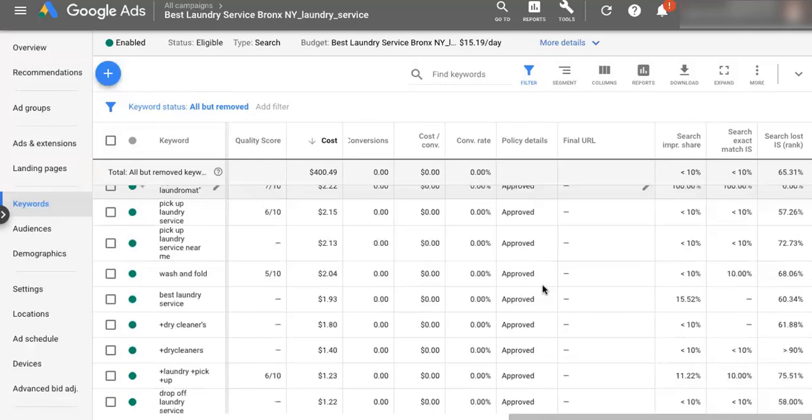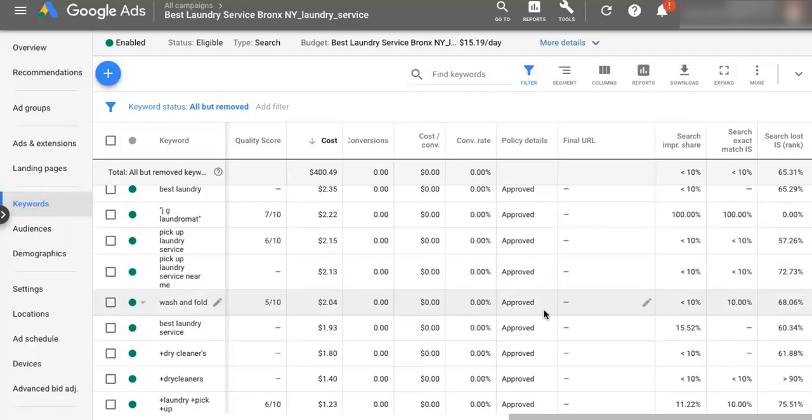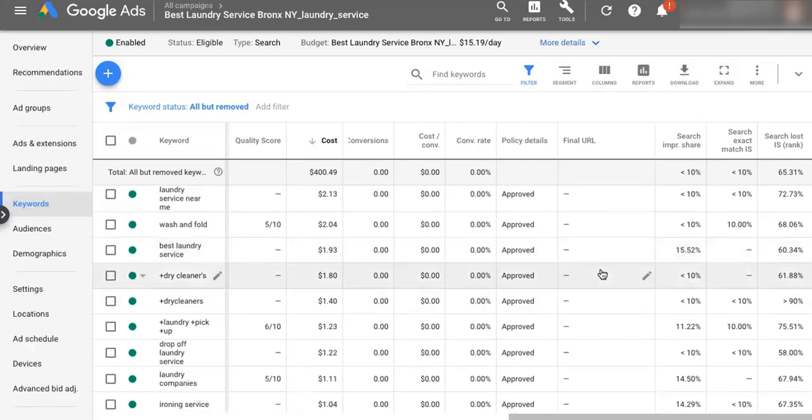And then, okay, so best laundry service, 15.52%. That keyword has been triggered 15.52% of the times it could have. But because that keyword is so broad, we have no idea what Google thinks it could show for. Whereas if that had plus best, plus laundry, plus service, we could say, well, we've showed 15.52% of the time that somebody's typed in a search term that contained best and laundry and service. But at the minute, because that's all broad match, we have no idea what that actually means in Google's wisdom, what actually matches that.